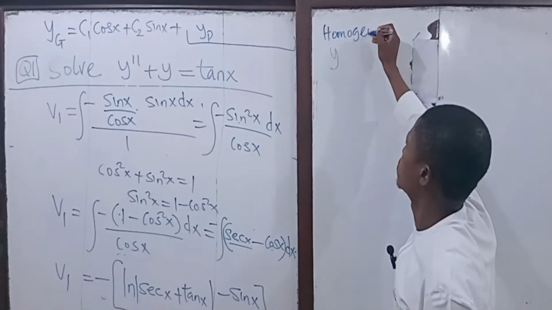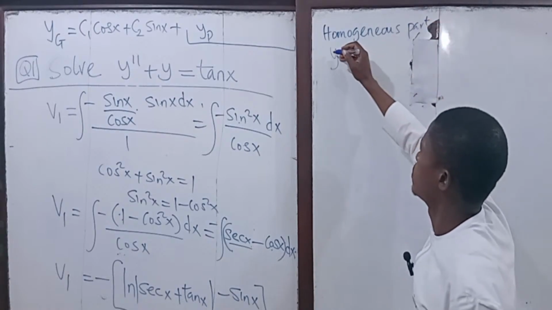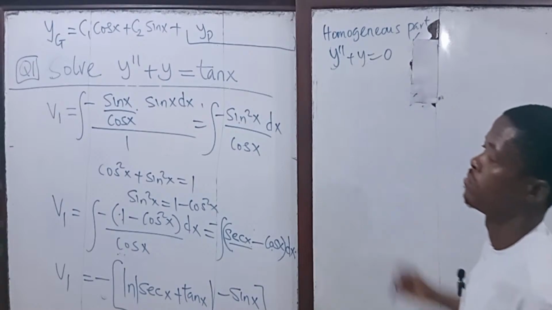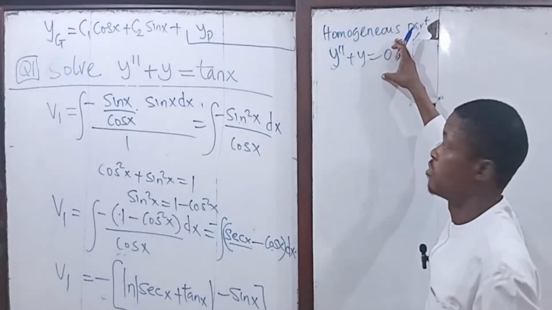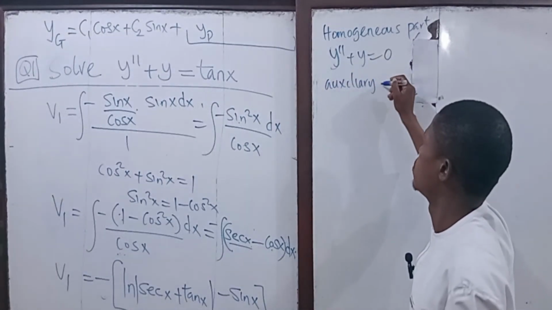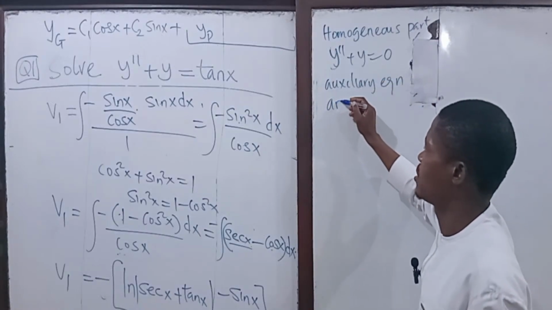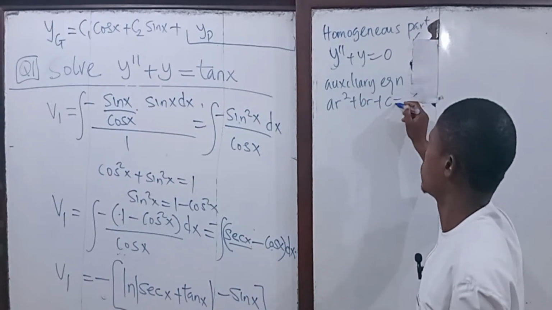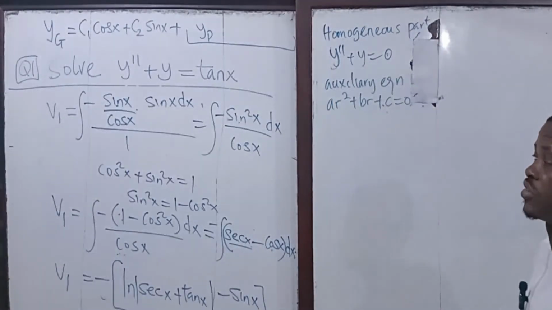What about the homogeneous part? That's the second differential plus y equal to 0. That's the first thing you do. The second thing to do is to get the auxiliary equation. You write the standard equation for the auxiliary equation equal to 0, and then you correspond it with the given differential equation.